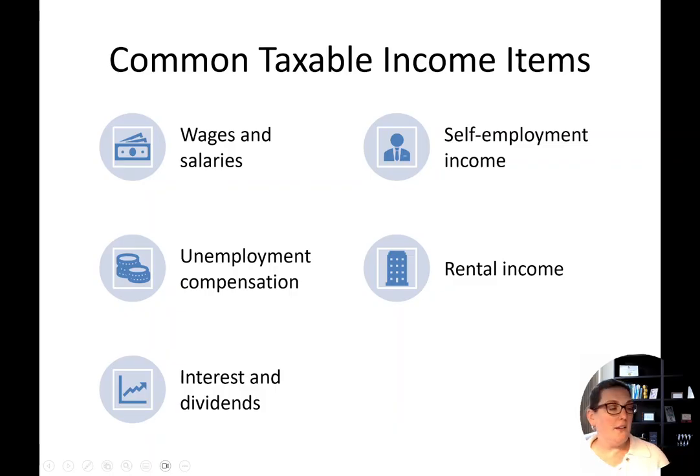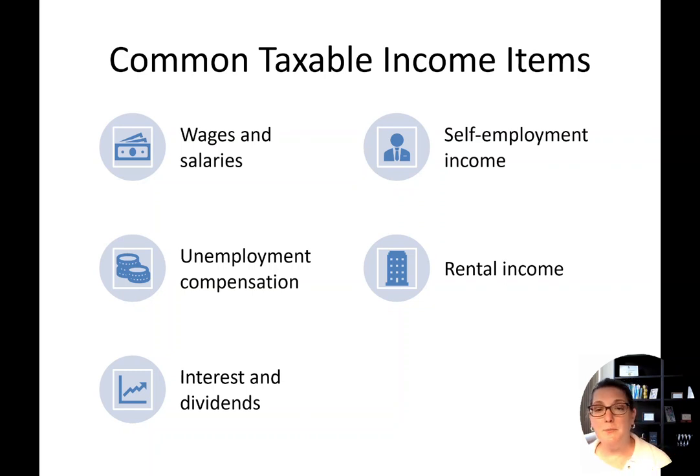So let's take a look at some common taxable income items. Most taxpayers are going to be familiar with these that need to be reported, such as wages and salaries. This includes your tips, bonuses, and any fringe benefits unless they're specifically excluded. What's a fringe benefit? That is an additional incentive or perk provided to employees beyond their regular salary. So here are some common examples: paid time off, health insurance, or maybe even a company-provided phone or laptop.